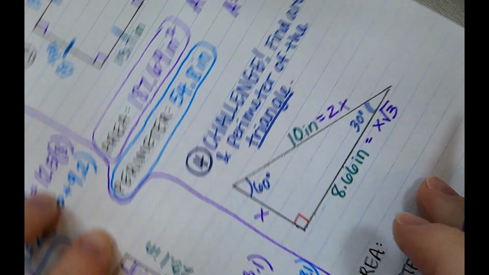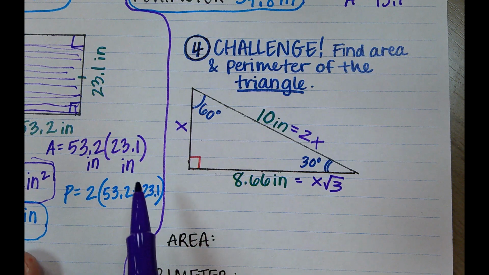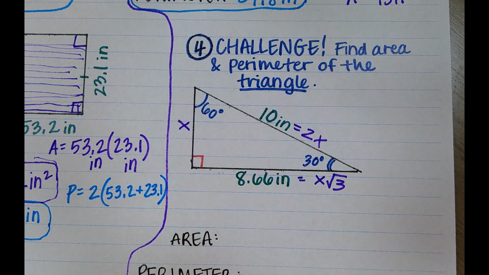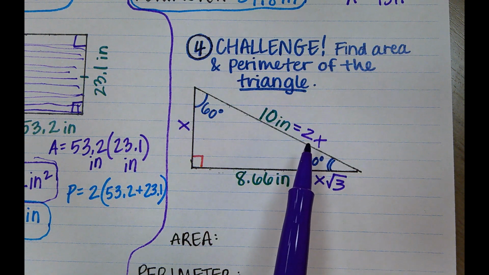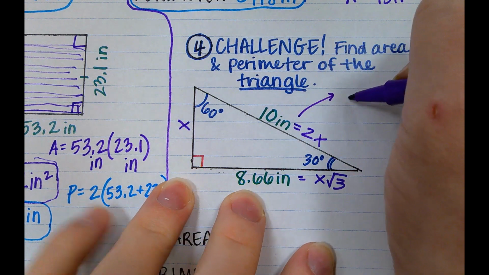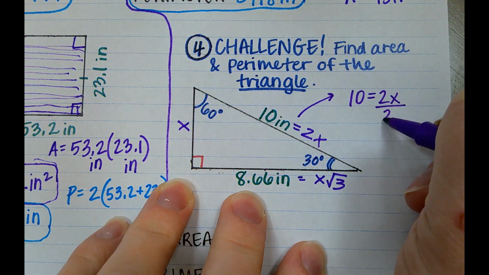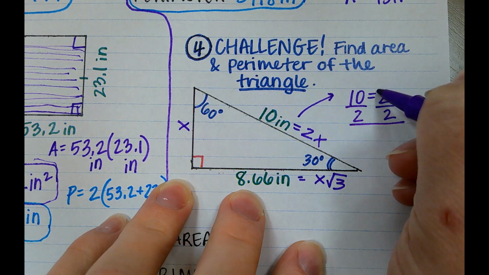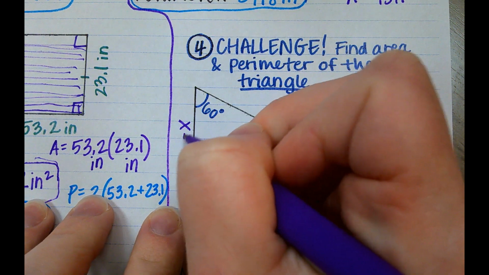Let me flip this back around. So, I need x. Which one of these is going to be easier to work with to find x? The 2x, because that's double what x is. That's right. If 10 is equal to 2x, what you do is 10 divided by 2. So we have that equation already written out. 10 equals 2x. We just divide by 2, and x equals 5. All right, we found our x.